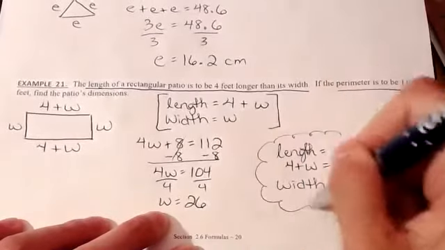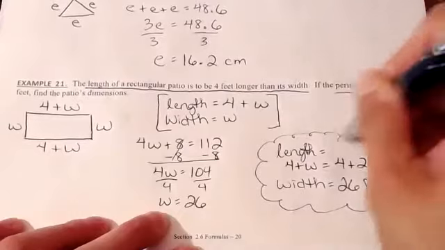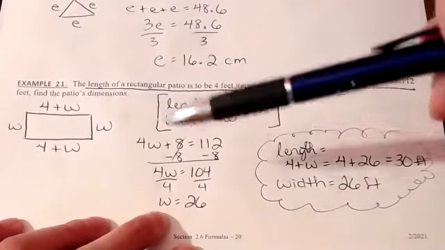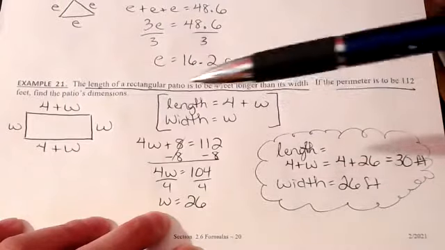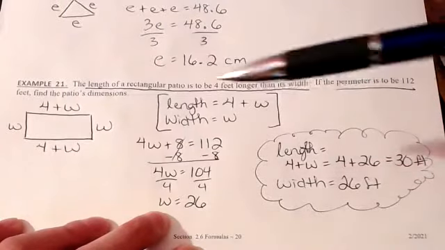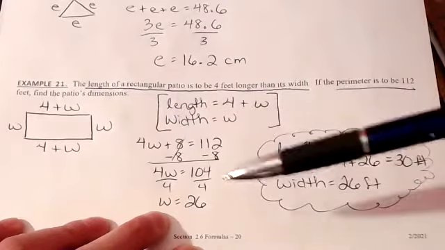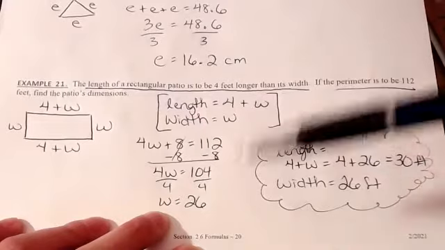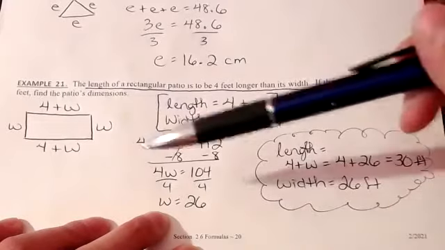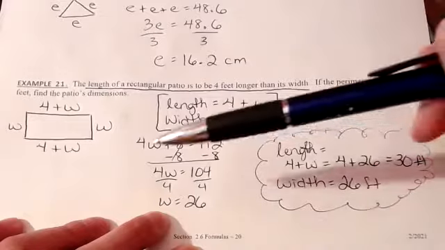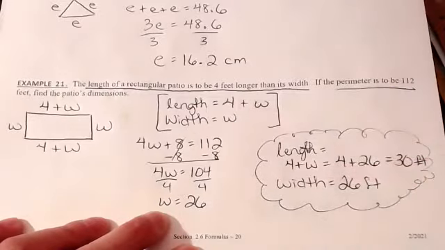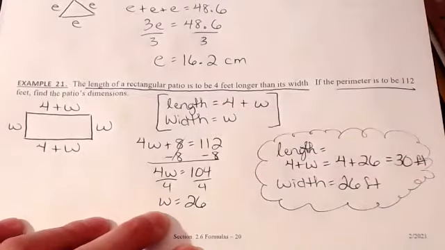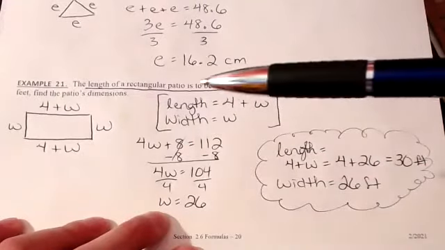I want you to really think about that: always, always, always use your relationship. This is why we write it out in the first place. The relationship is what you want to take your solution and plug back into so that you can actually write out your answers. You don't plug the 26 back into the equation itself, because all that's going to do is help you check. So you could put 26 here, 4 times 26 plus 8, it gives you 112. Cool, great. But we want the length and the width.